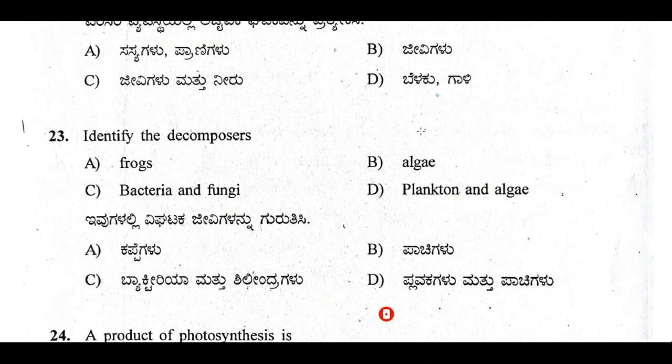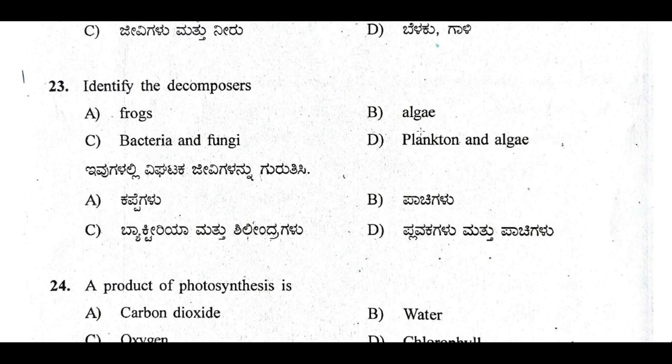Coming to question number 23, identify the decomposers. Option A, frogs. Option B, algae. Option C, bacteria and fungi. Option D, plankton and algae? So we have to identify the decomposers. Most decomposers are microscopic organisms, including protozoa and bacteria. Other decomposers are big enough to see without a microscope. They include fungi along with the invertebrate organisms, sometimes called detritivores, which include earthworms, termites and millipedes. So therefore, bacteria and fungi are the decomposers. So option C is the right answer.